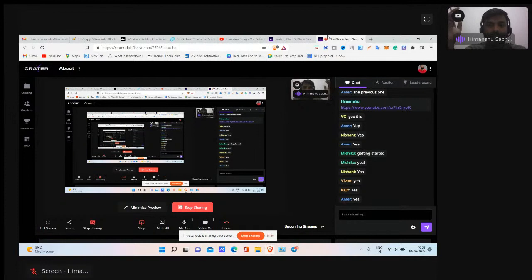Okay, X company wants to raise funds from investors. So what can they do? There are two ways they can raise the fund. First, they can sell the equity of the company and raise the fund. Second, they can release their INO and raise the fund.